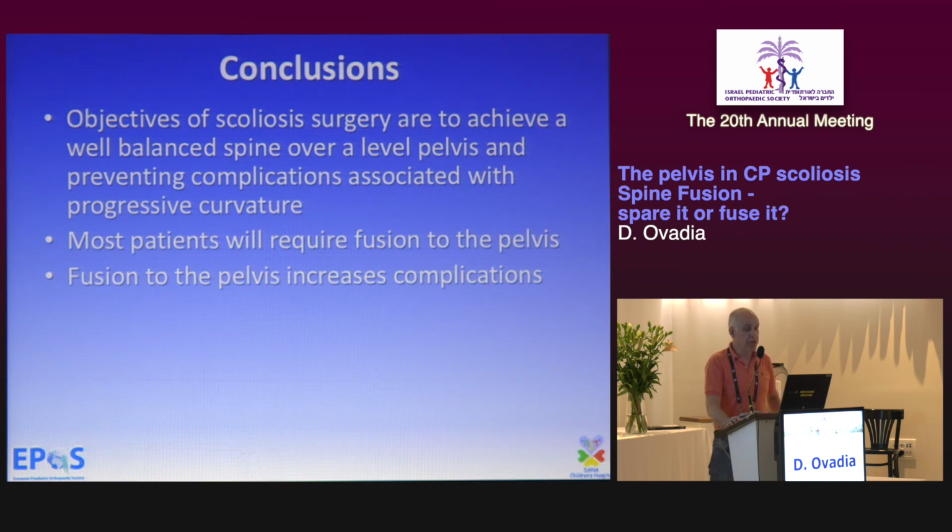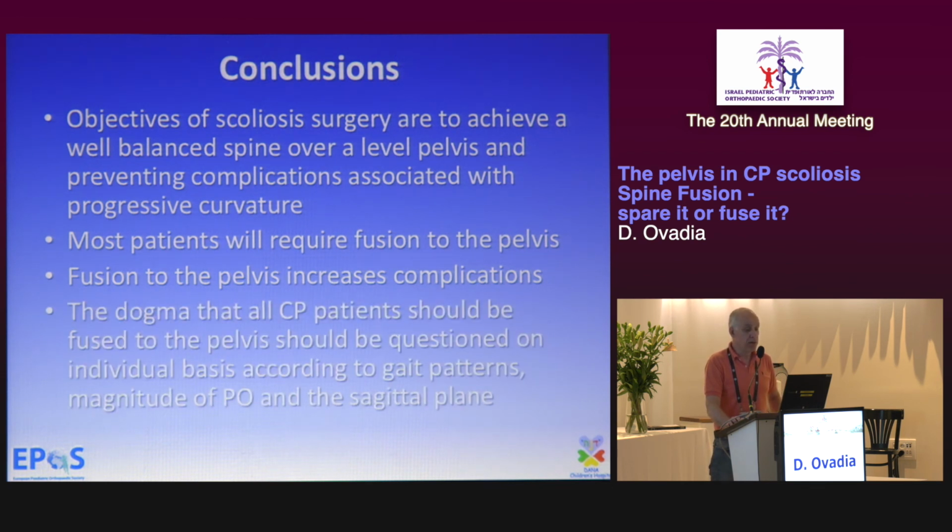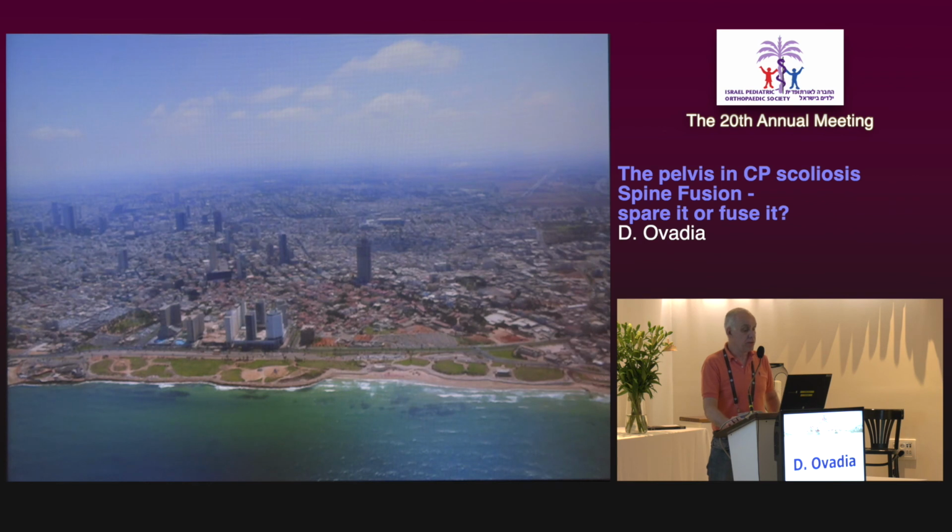But fusion to the pelvis increases complications, and the dogma that all CP patients should be fused to the pelvis should be questioned on an individual basis, according to the gait patterns, the magnitude of the pelvic obliquity, and the sagittal plane.